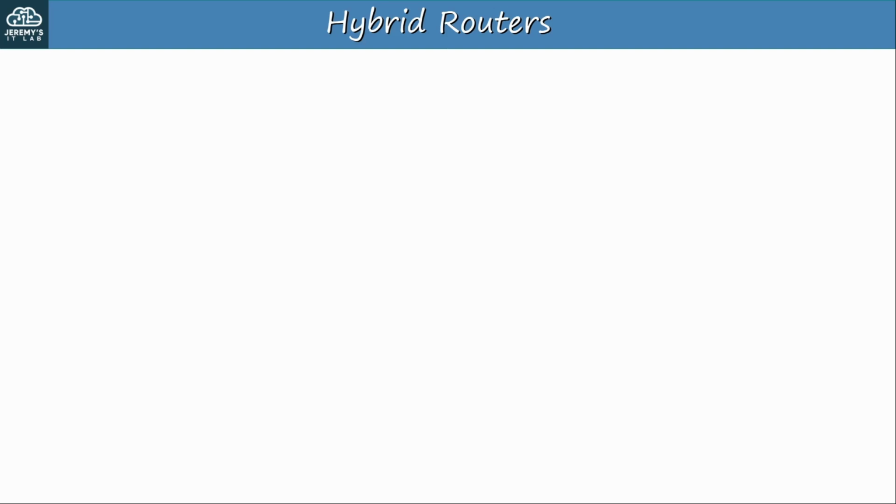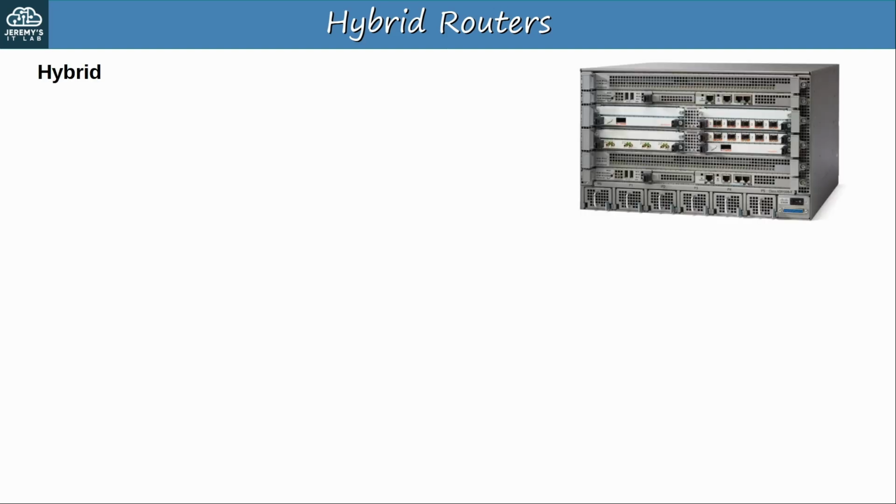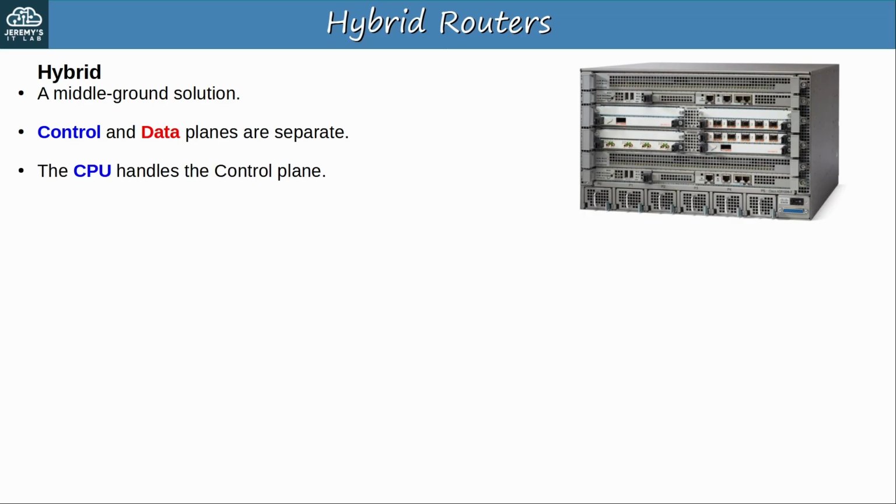Aside from software and hardware-based routers, there is a third option: hybrid routers. This photo is an ASR 1K series, an example of a hybrid router. This can be thought of as a middle ground solution between software and hardware-based routers. Like in hardware-based routers, the control and data planes are separate. And once again, the general-purpose CPU handles the control plane. The data plane is handled by a different component, the NP, network processor.